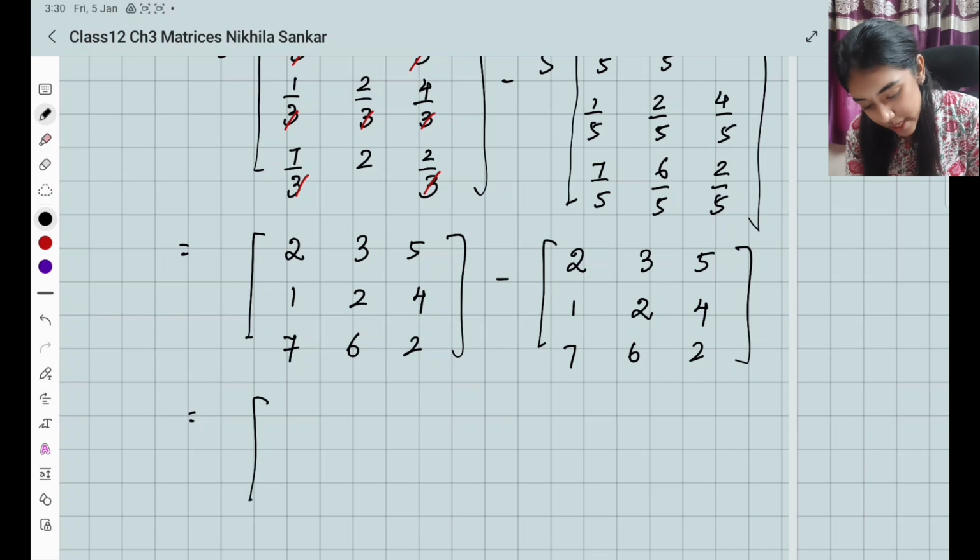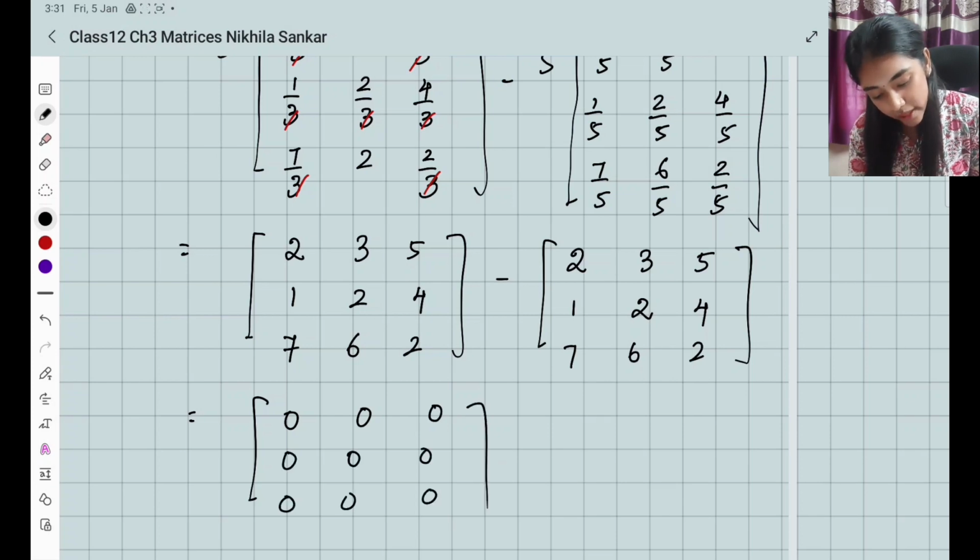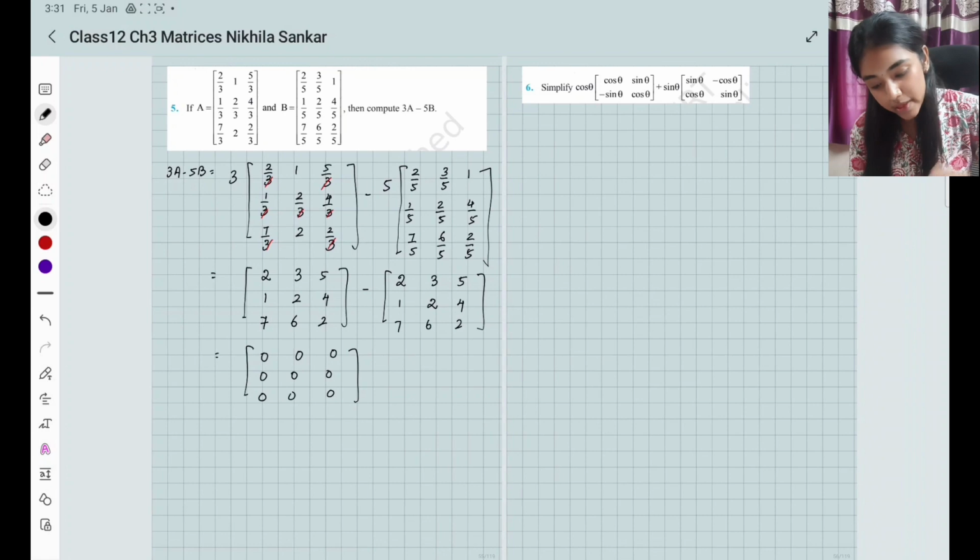Okay? When I subtract this, 2 minus 2 is going to be 0. 3 minus 3, 0. 5 minus 5, 0. So basically, they are equal matrices. I am getting a 0 matrix. Okay? Please copy.